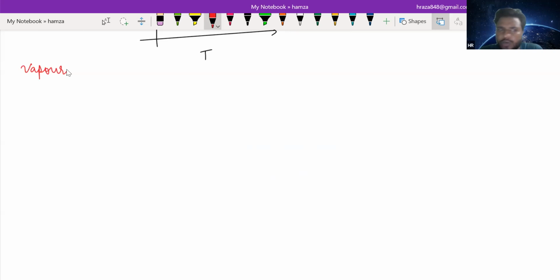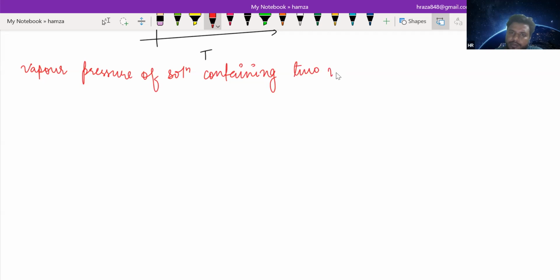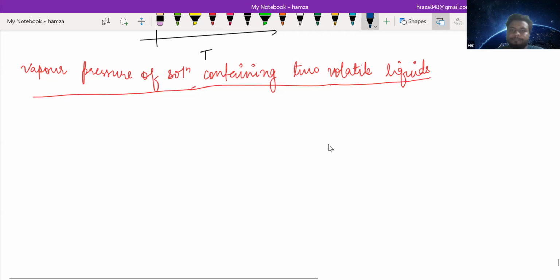Now we are going to introduce Raoult's law. Before that, vapor pressure of a solution containing two volatile liquids. If we are talking about a solution, that means there is solute and solvent. The components are solute and solvent, and both are volatile liquids. That means both will create some vapor pressure.